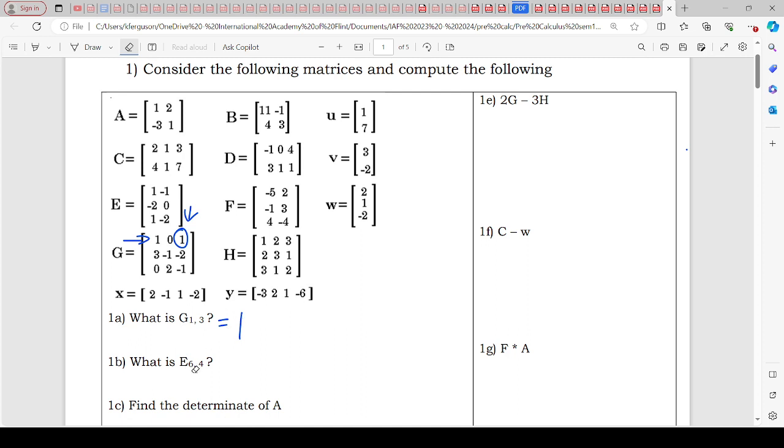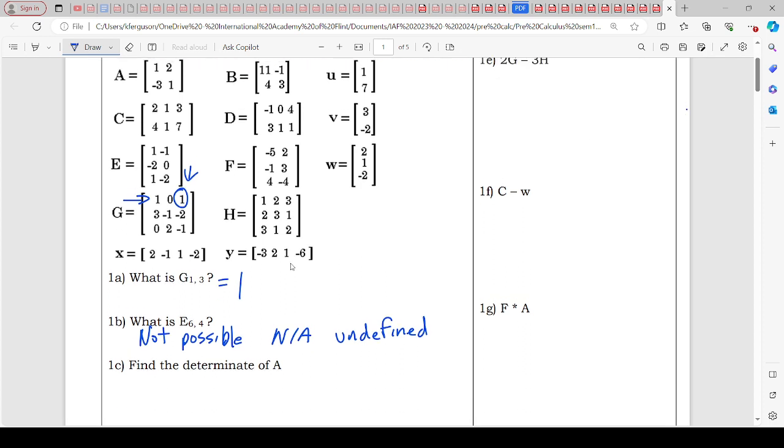And then what is E64? Well, that's not possible. I know because if I look at E, I only got three rows, so you wouldn't be able to do six. And then I only got two columns, so you wouldn't be able to do four. Or undefined too, you could say. It's not possible because there aren't six rows or four columns.